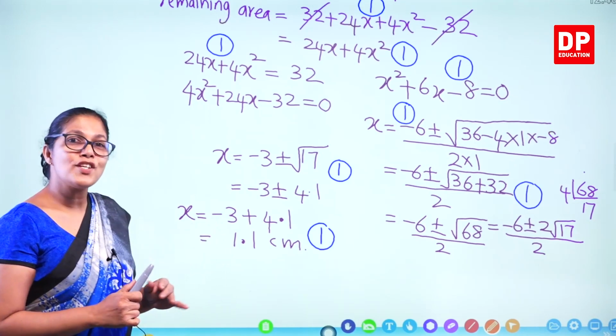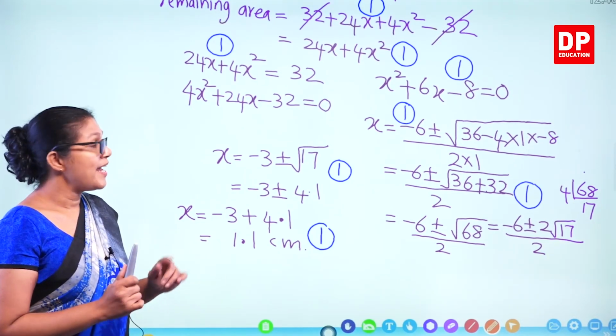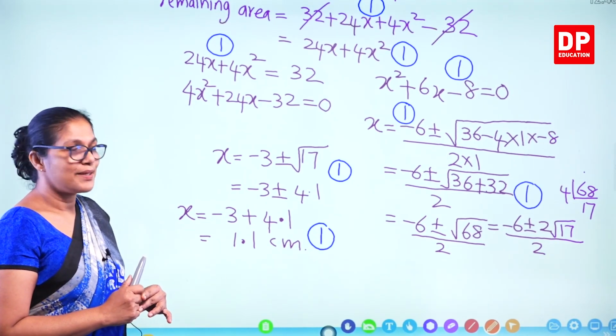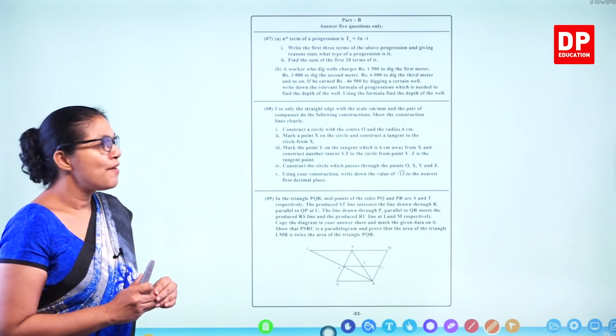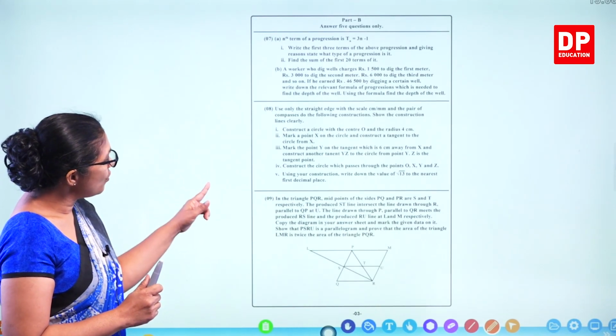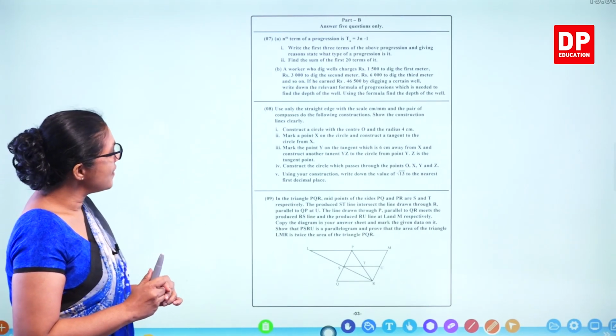So this is the last question in part A. Next we'll discuss part B. Now we can do part B. You get 6 questions and you have to answer only 5 questions. So you can do the first 3 questions, 7, 8, 9.